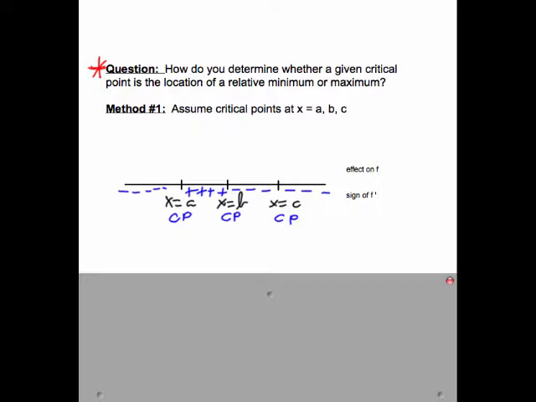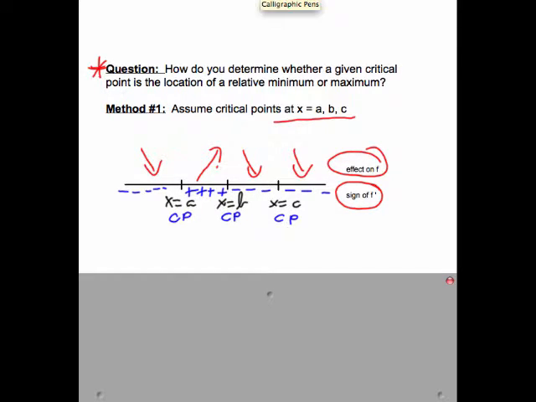Okay, so I've got a situation set up here. I've got three critical points. Okay, again, places where the derivative is 0 or undefined. And I know that on either side of my critical points, I have the derivative being negative or positive. Okay, now you'll remember that when the derivative is negative, the original graph is decreasing. And when the derivative is positive, the original graph is increasing. Okay? And in these two sections, they're both negative.